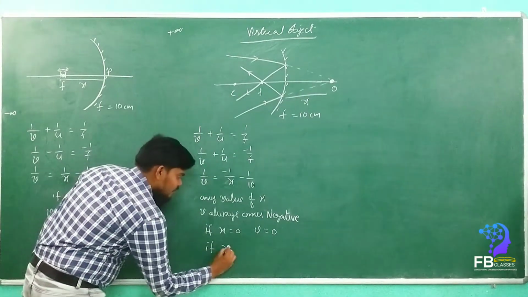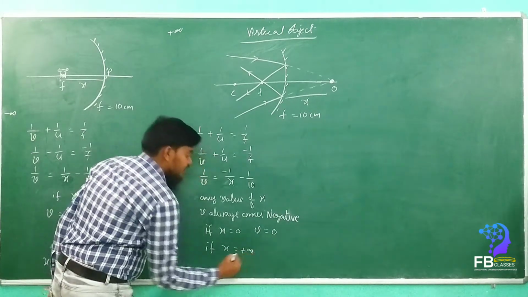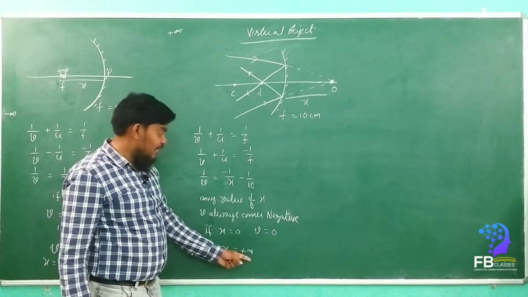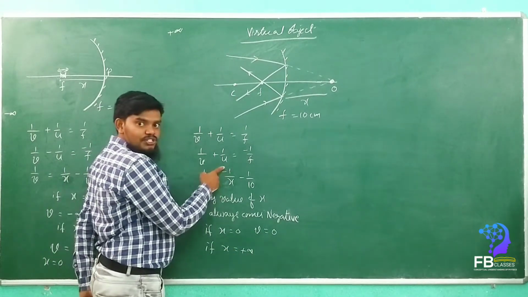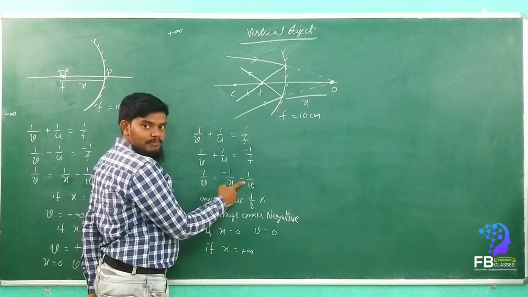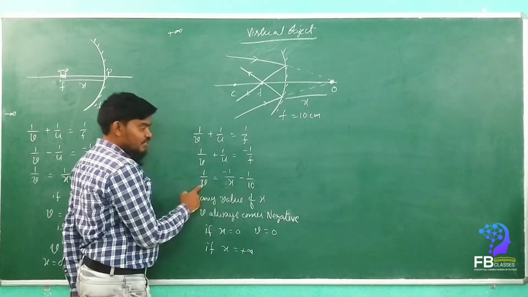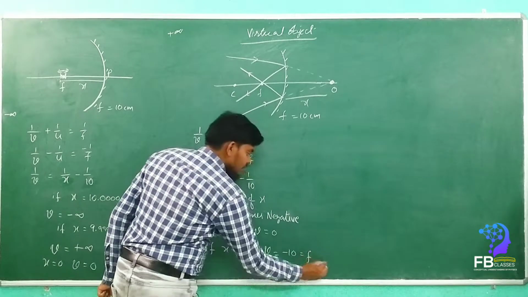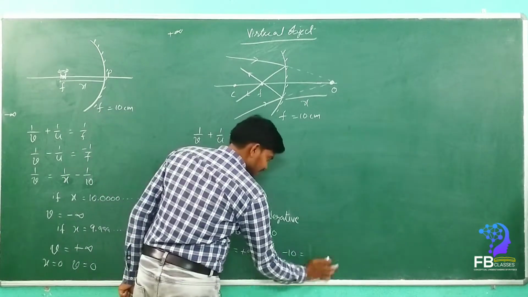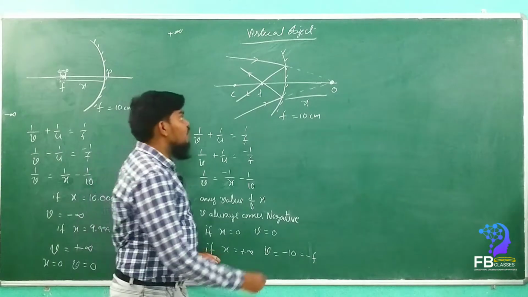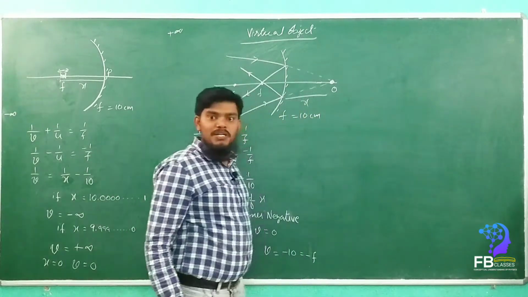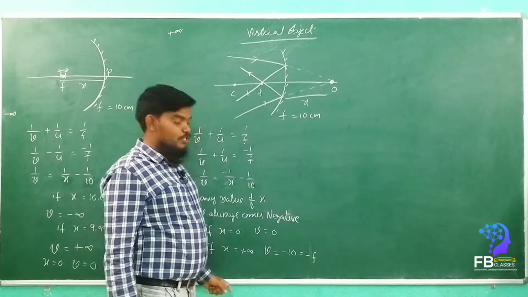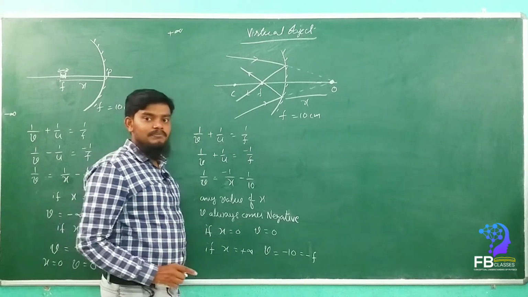If x is equal to, let's consider, positive infinity, the object is placed at infinity. Where is the image formed? See here, minus 1 by infinity, this one is 0. So how much value will come? 0 minus 1 by f. That means v is equal to minus f. Are you getting my point? So when the object is placed at infinity, the image will form at the principal focus.